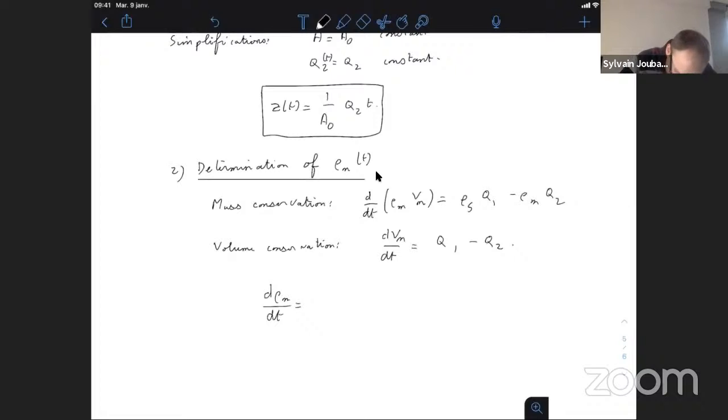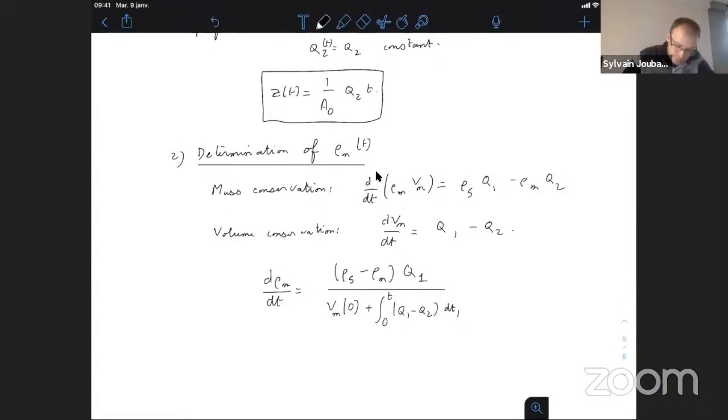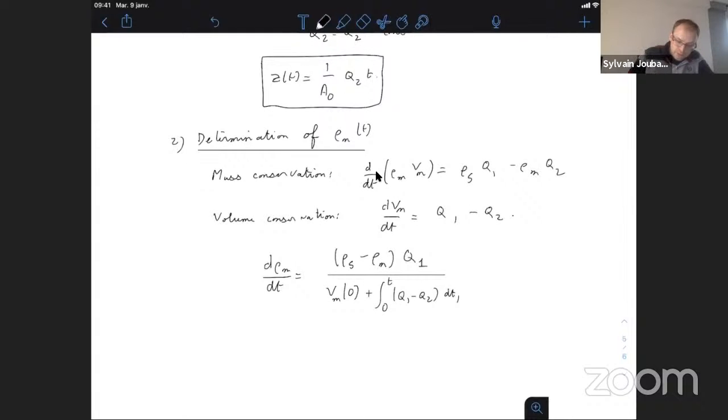The variation of rho_m is equal to rho_s minus rho_m times Q1 divided by V_m0 plus the integral from 0 to t of Q1 minus Q2 dt. So for the bottom one, you integrate the volume conservation equation, and then you just arrange the different terms in the first equation.